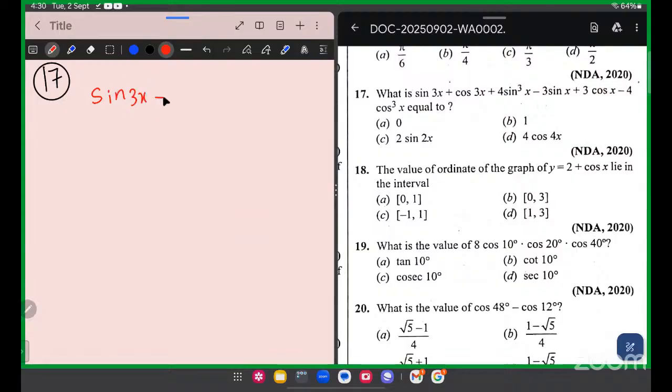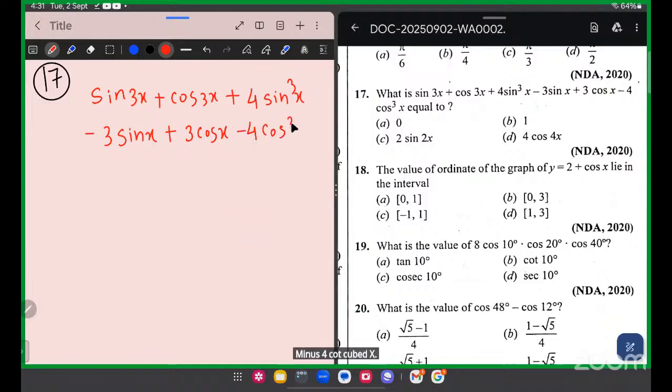Sine 3x plus cos 3x plus 4 sine cube x minus 3 sine x plus 3 cos x minus 4 cos cube x. See, we can apply the formula here.